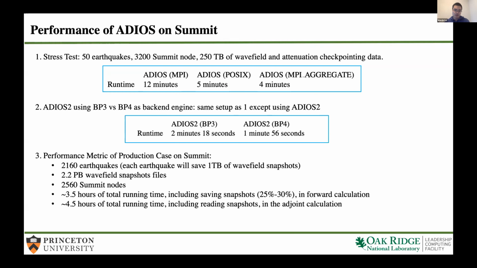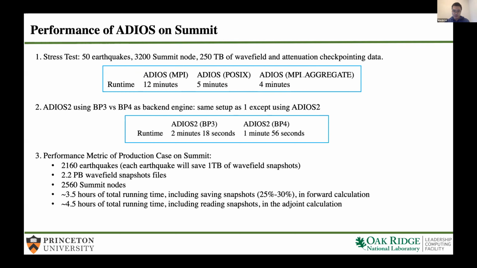Then recently we migrated to ADIOS 2, and we also tested using BP3 and BP4 as backend engines. You can see there are still quite a lot of improvements from migrating from version 1 to ADIOS version 2. The last one is a performance metric of the real production case on Summit. Currently, for the most recent model, we have about 2,000 earthquakes.